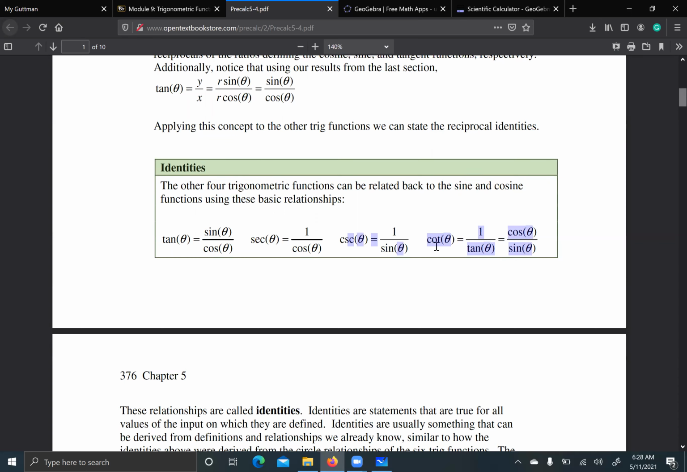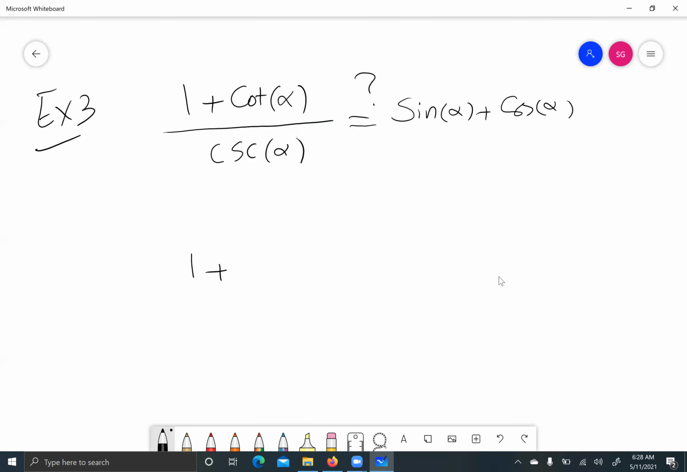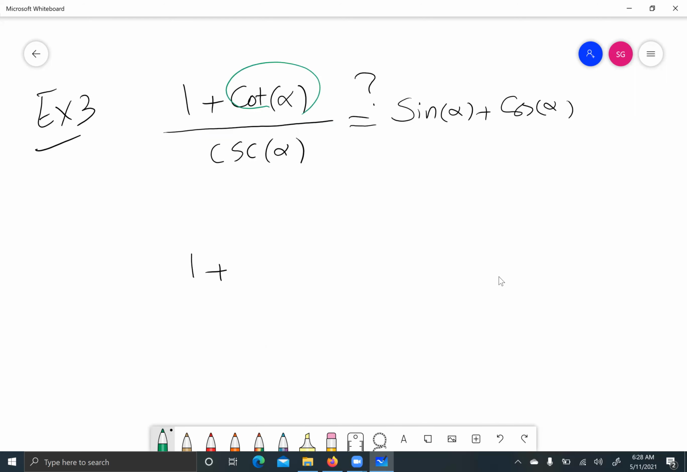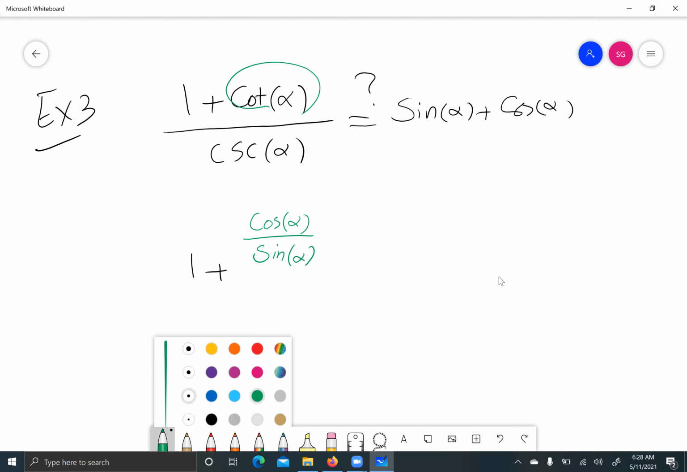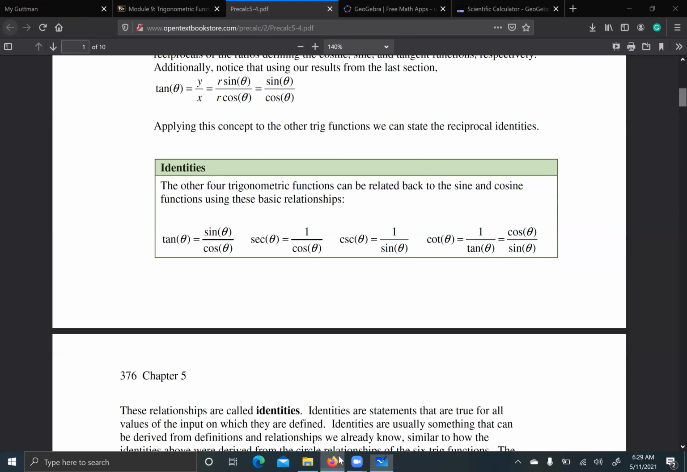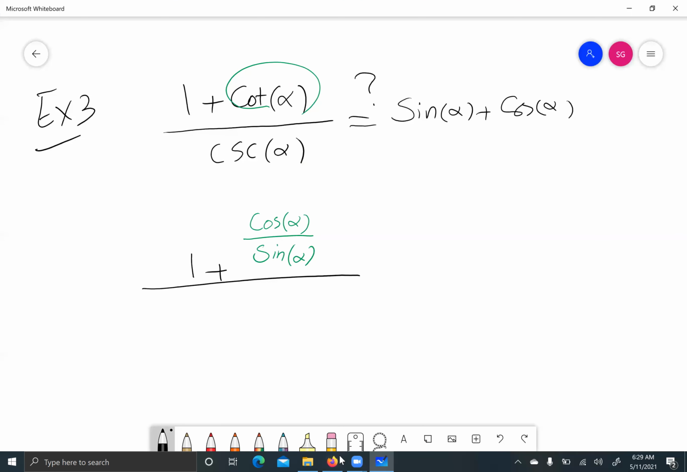So let's do it. Cotangent is cosine over sine, so it's gonna be 1 plus cotangent, which is cosine divided by sine. That's from the identity. Recall, cosecant is 1 over sine.